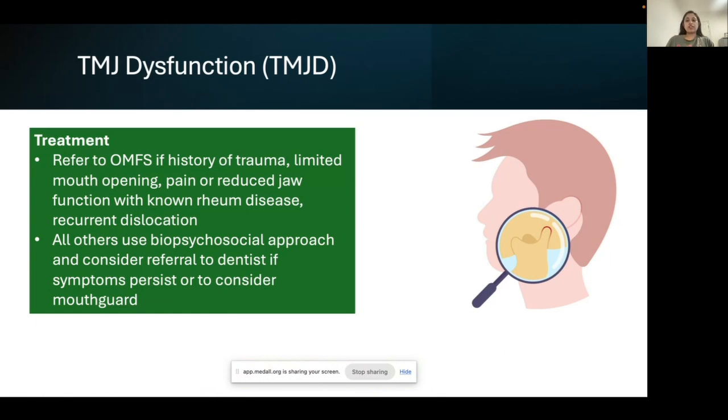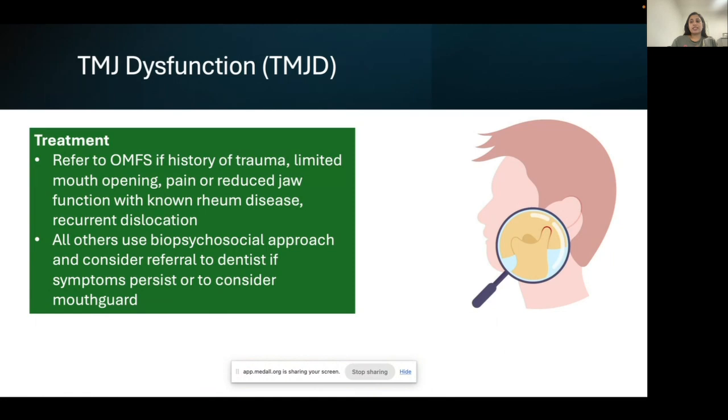So that includes stress relief, good sleep, soft diet, no nail biting, no gum chewing, just things that are obviously going to aggravate your muscles. You can also consider, if they say I grind my teeth loads or I clench loads, you can refer them to a dentist and they can make a mouth guard, which sometimes helps. The best thing to do with these simple measures is give them about 6 to 8 weeks. If they don't work, you can refer to MaxVax or ENT or whatever the local protocol is.